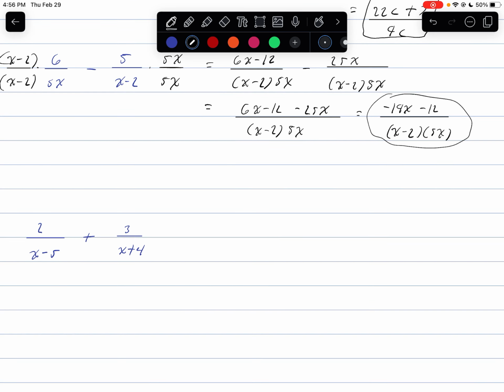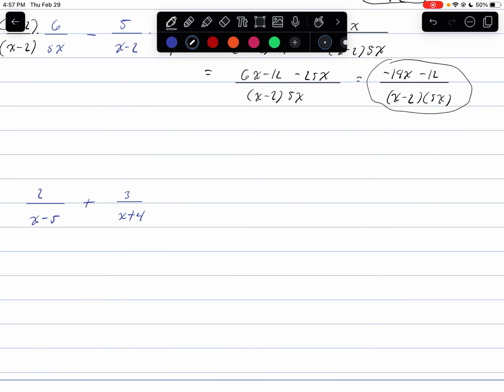Here we have 2 over x minus 5 plus 3 over x plus 4. So we need a common denominator. What we're going to do, give ourselves some more space here, is multiply the left term by this denominator over itself, so we'll have x plus 4 over x plus 4. And we're going to multiply this term here by the left term's denominator over itself, so we'll have x minus 5 over x minus 5.